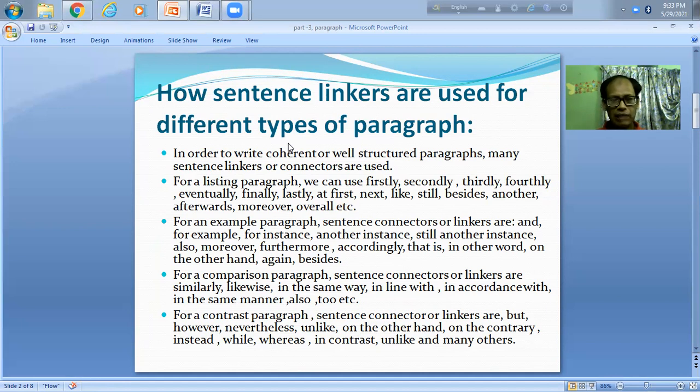For a comparison paragraph, sentence connectors or linkers are similarly, likewise, in the same way, in accordance with, in the same manner, also, etc. And for a contrast paragraph, we may use connectors or linkers like but, however, nevertheless, on the other hand, on the contrary, instead, while, whereas, in contrast, unlike, and many others.